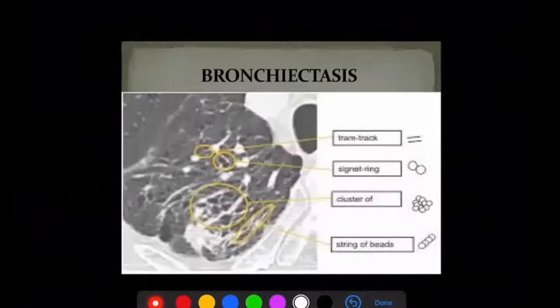And next we have bronchiectasis. In bronchiectasis, the appearances are very important. They won't give you a CT scan finding, I think, but bronchiectasis CT findings have many named signs that they can ask as a theory question. So I chose this image. Tram track sign, signet ring sign (cluster of signet ring cells forming a string of beads appearance) are seen in bronchiectasis.